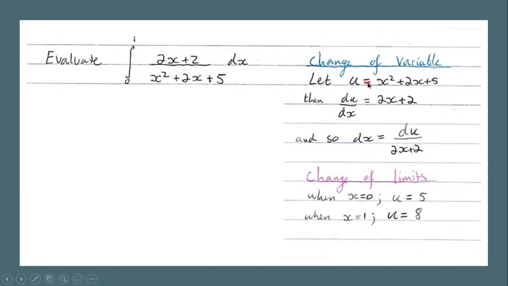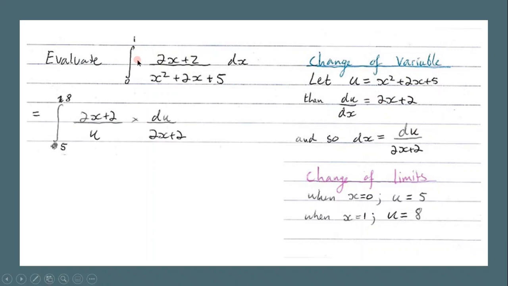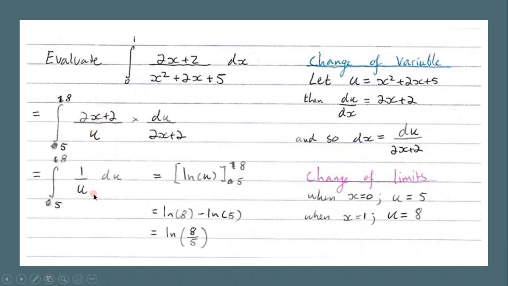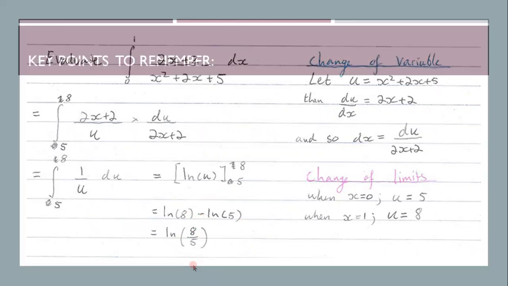So when x equals 0, u will equal 5, so that would be your new lower limit, and when x equals 1, u will be 8, and that would be your new upper limit. So putting these in, you'll just get 1 over u, which is just ln u from 5 to 8, ln 8 minus ln 5, and remembering your log rules, your log laws, that is just in fact ln of 8 over 5.